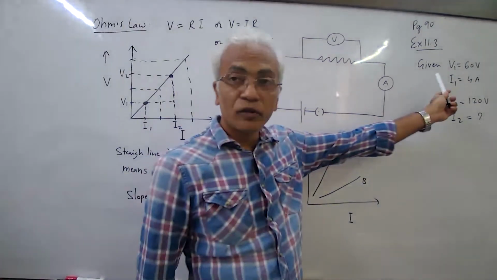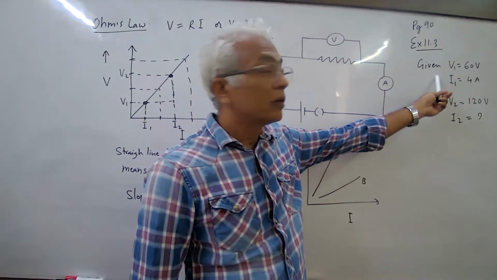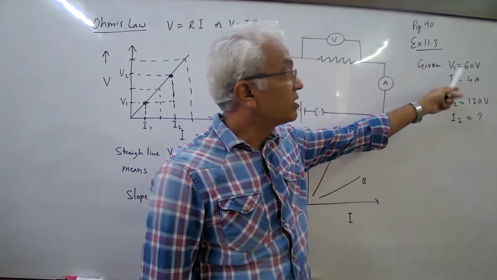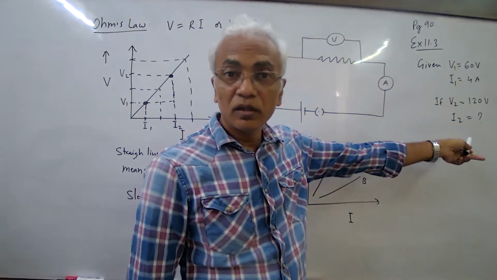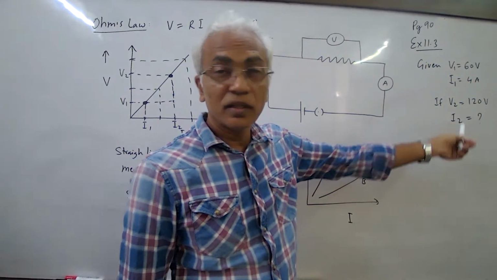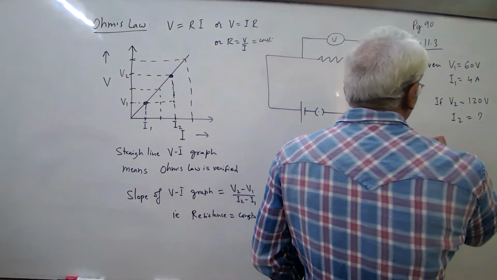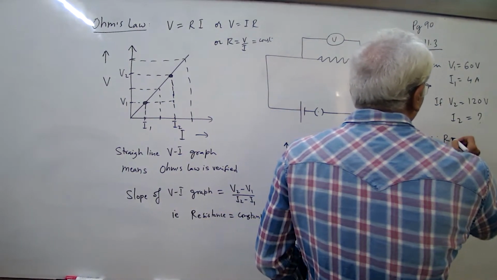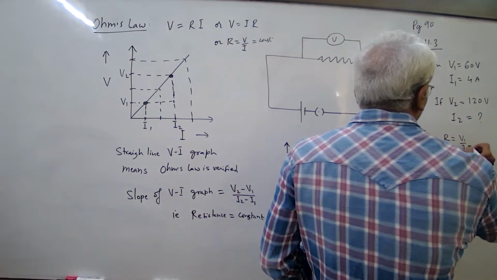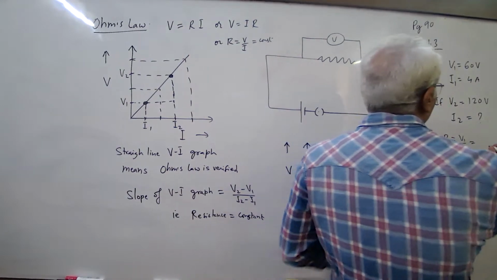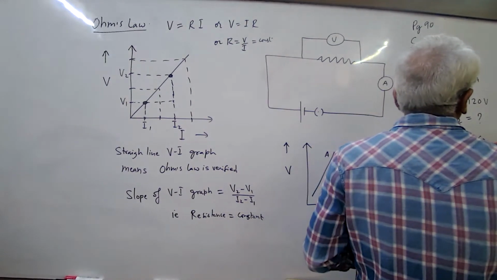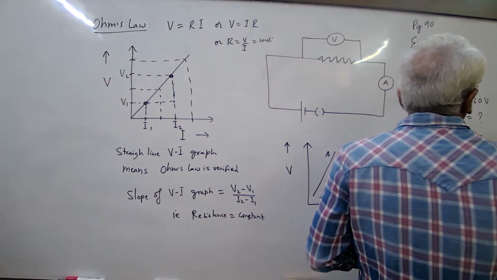Or directly from Ohm's law, right? V is doubled, so current should be doubled. Logically, you should get that, right? But how will you solve? Since R is equal to V1 by I1, what is this? 60 by 4, which is 15.